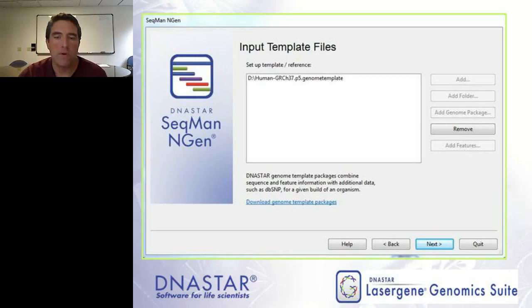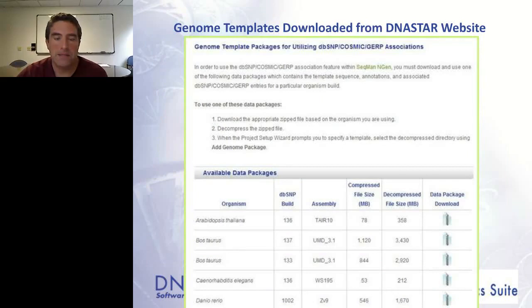And the genome template packages contain DNA sequences plus dbSNP information. I can show you, here's the website. So we have zip files that you can download. And we update these on a regular basis. So these packages will be with a different release cycle between genome builds and dbSNP packages. So you can see here we've got the dbSNP build and then the assembly name. So it's a pretty active process to keep up with all the different packages.